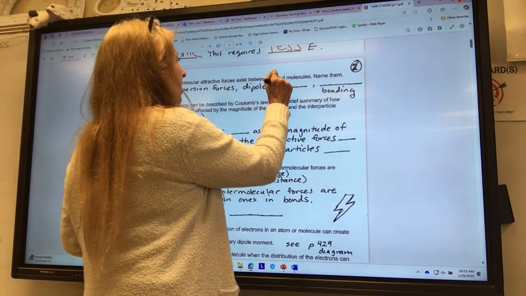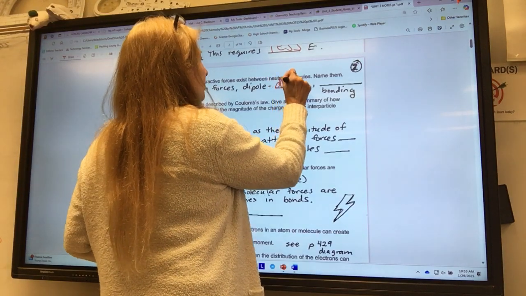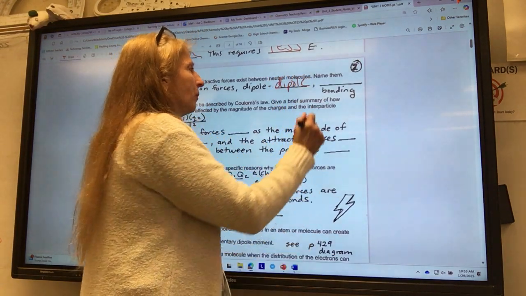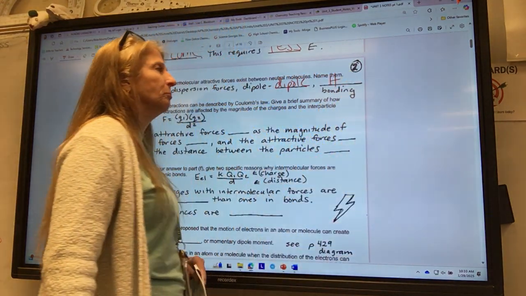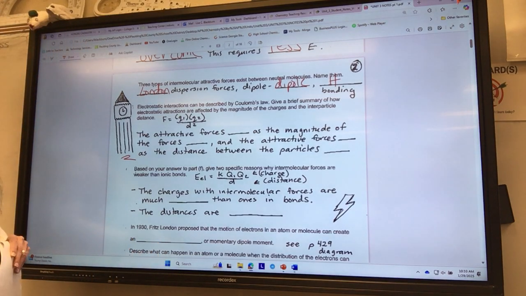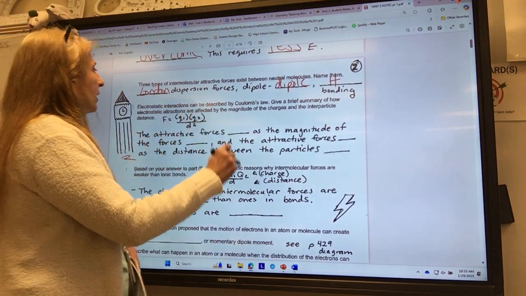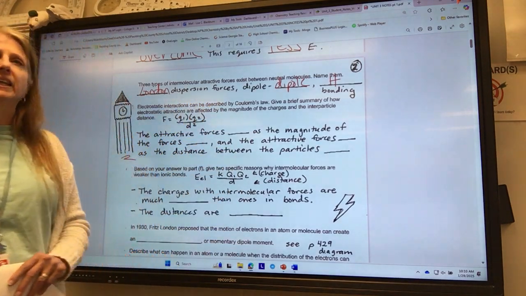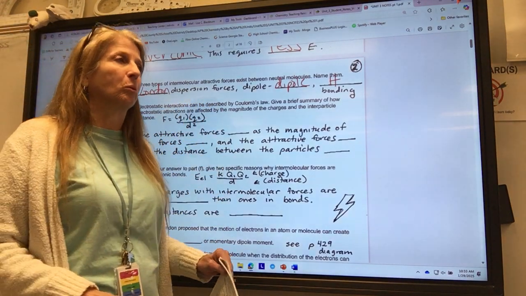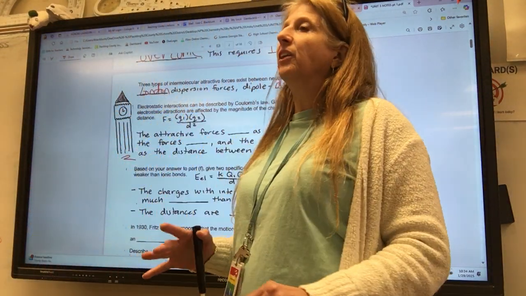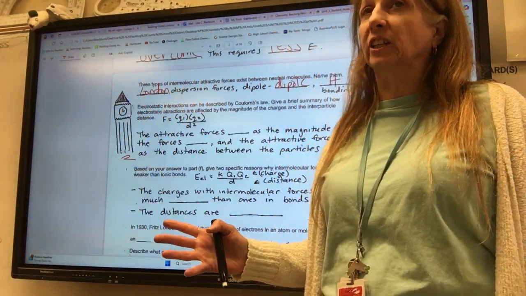The next one's called dipole. That's kind of fun because you say it twice. Dipole. And the last one is called hydrogen bonding. Okay, so we're going to talk about why these have an effect and what they do. Everything in chemistry, really in the world, works because of energy. So if you don't know, the answer is always energy.